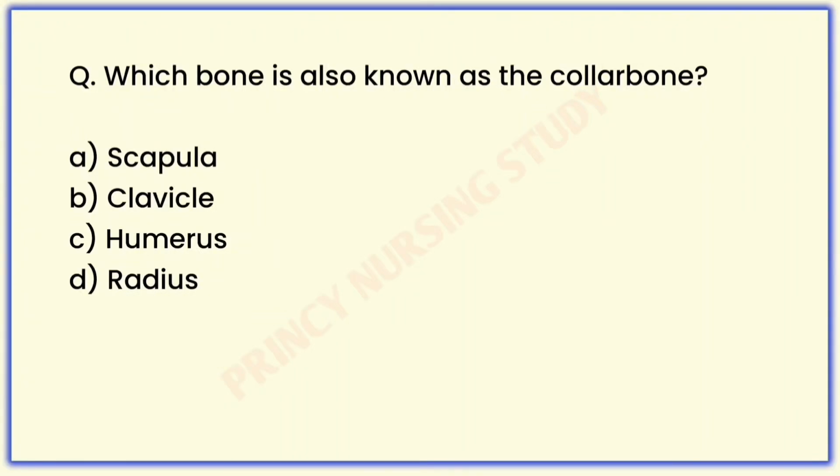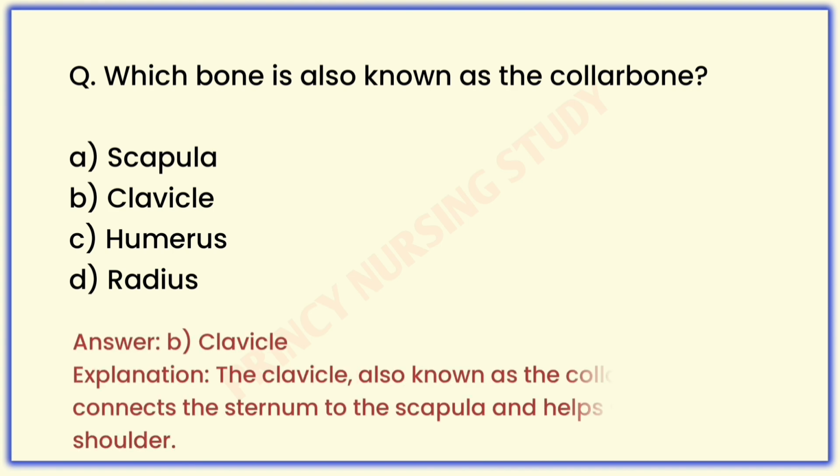Let's start with the first question. Which bone is also known as the collarbone? Correct answer is B. Clavicle. The clavicle, also known as the collarbone, connects the sternum to the scapula and helps stabilize the shoulder.